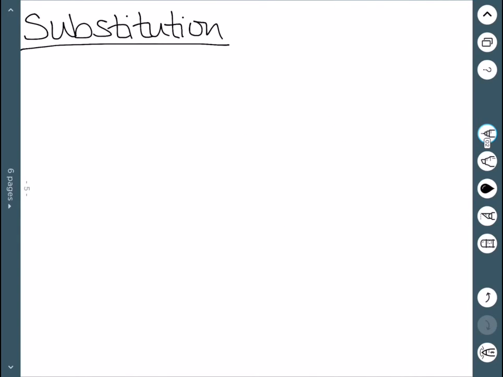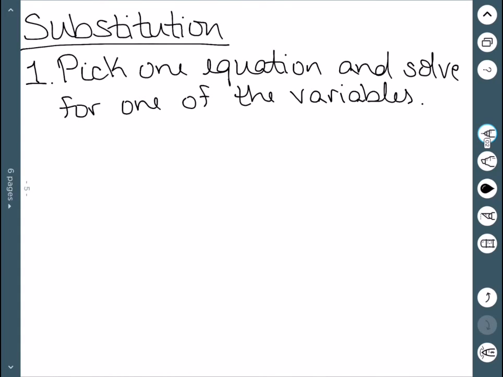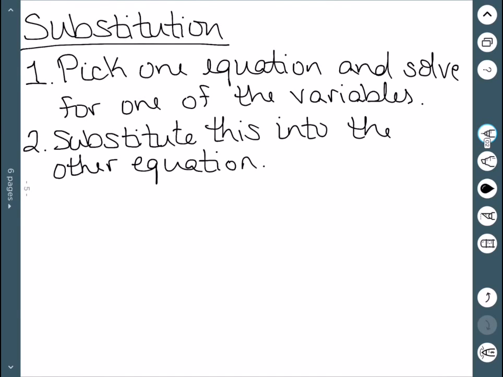Next, we'll discuss the first method for solving these systems of equations, called substitution. And we'll have 5 steps. The first thing we do is pick one equation and solve for one of the variables. It doesn't matter which equation you pick or which variable you solve for, as long as you do one variable in one equation. We then substitute this value into the other equation, and whatever variable we solved for in the first step, we're going to take our opposite equation and change that variable to this expression that we found.